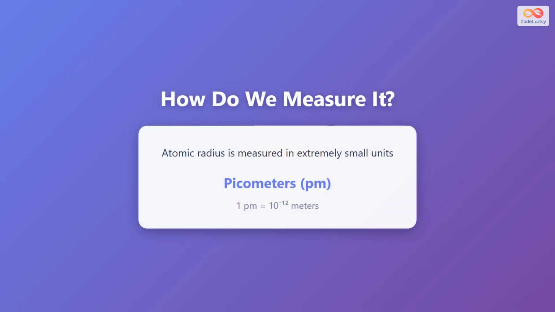Atomic radius is measured in extremely small units called picometers, abbreviated as pm. 1 picometer equals 10 to the negative 12 meters. That's 1/1,000,000,000,000th of a meter. To put this in perspective, atoms are so small that millions of them could fit across the width of a human hair. Most atomic radii range from about 30 to 300 picometers.